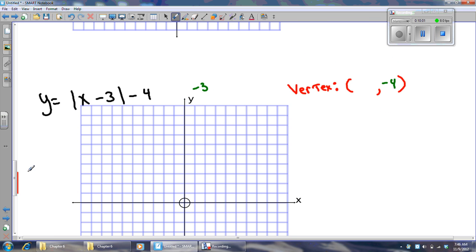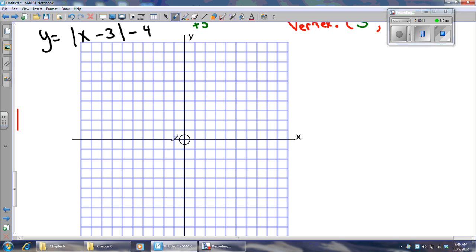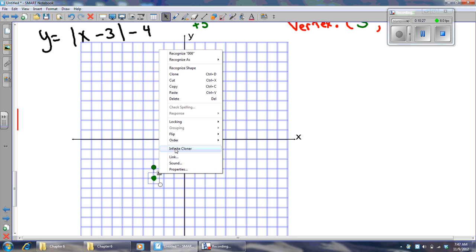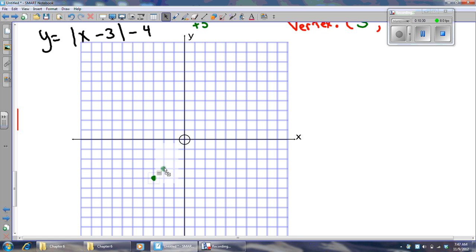So if it's x minus 3 inside the quantity, my x-coordinate is going to be positive 3. All right, so I'm going to plot my vertex, 3, negative 4. 1, 2, 3, 1, 2, 3, 4. Right? Okay. Now that I've plotted my vertex, I can use my slope. And in this case, it's just the same. It's 1 over 1. So I rise 1, run 1, rise 1, run 1, like that. And then I, of course, have to rise 1, go back 1, and rise 1, go back 1.